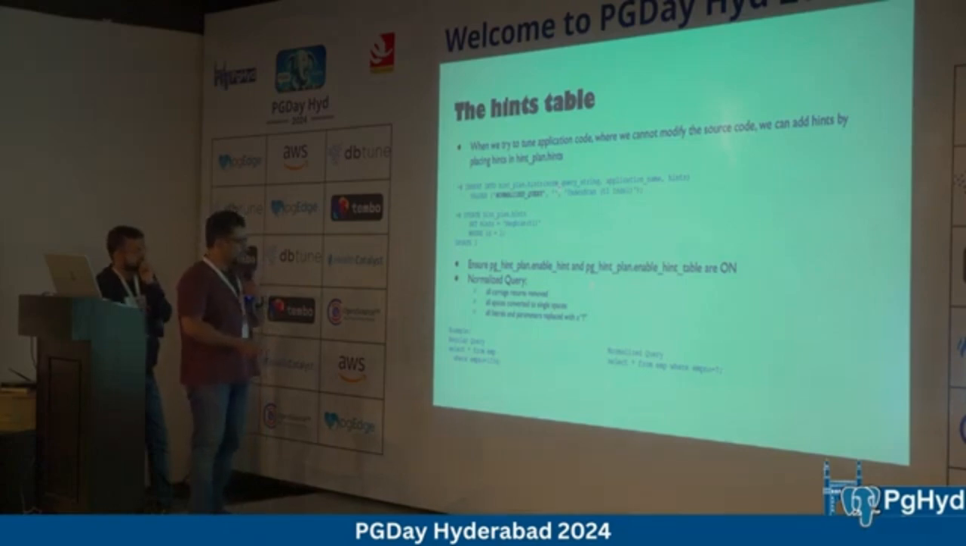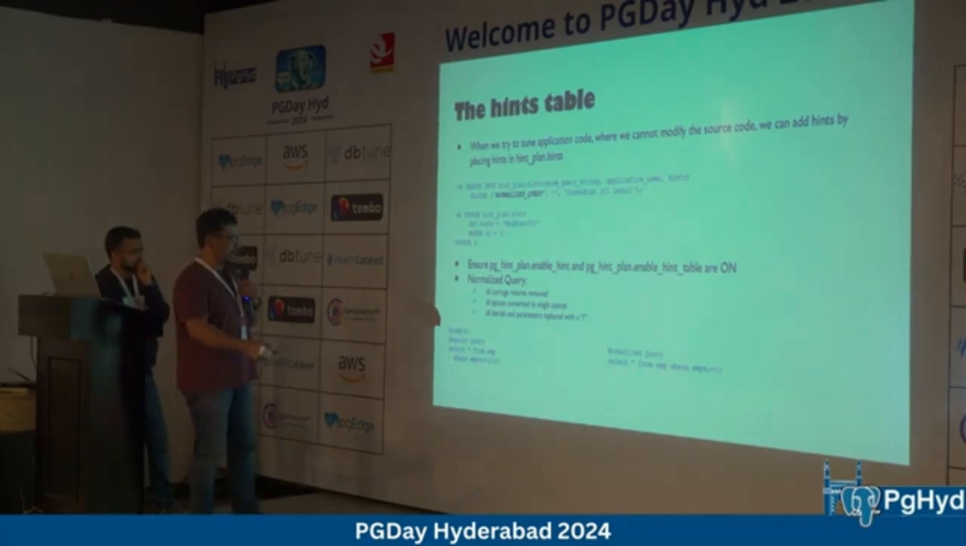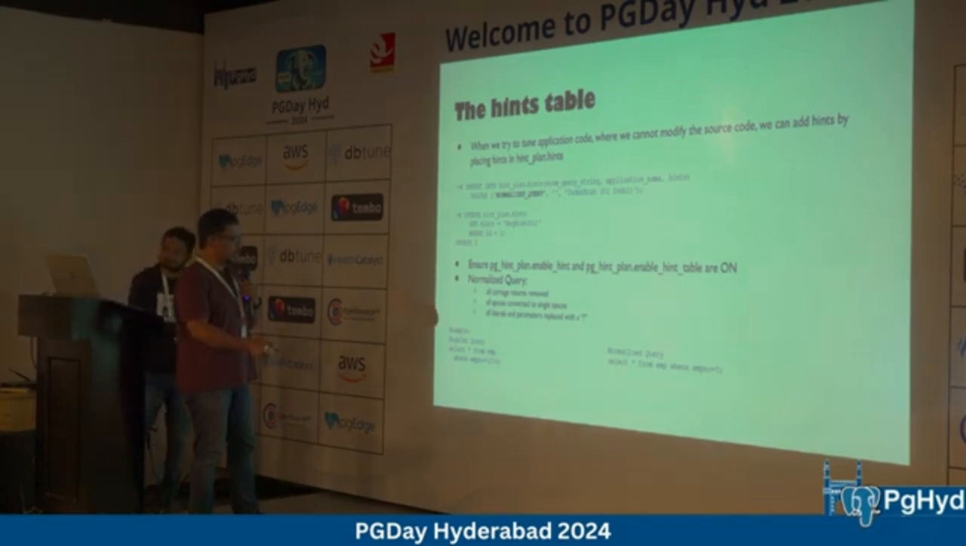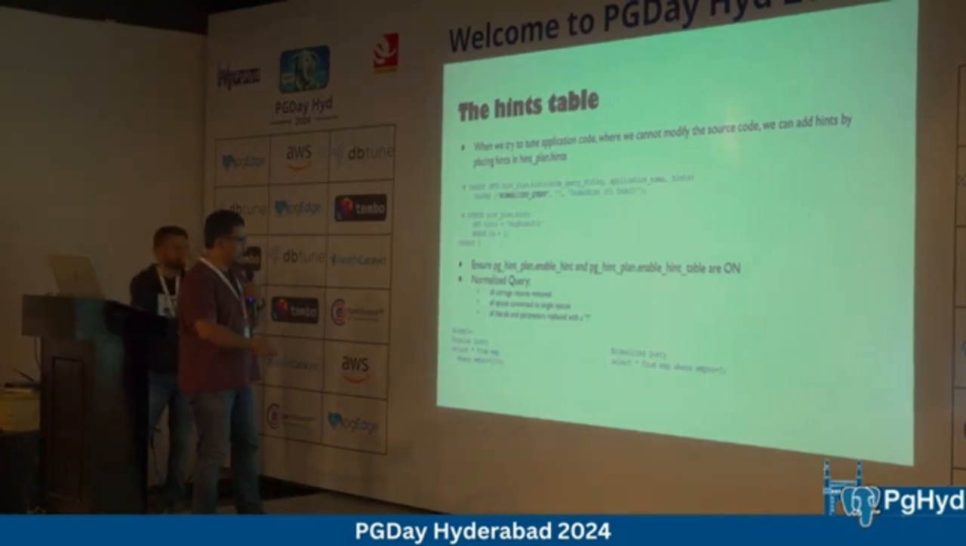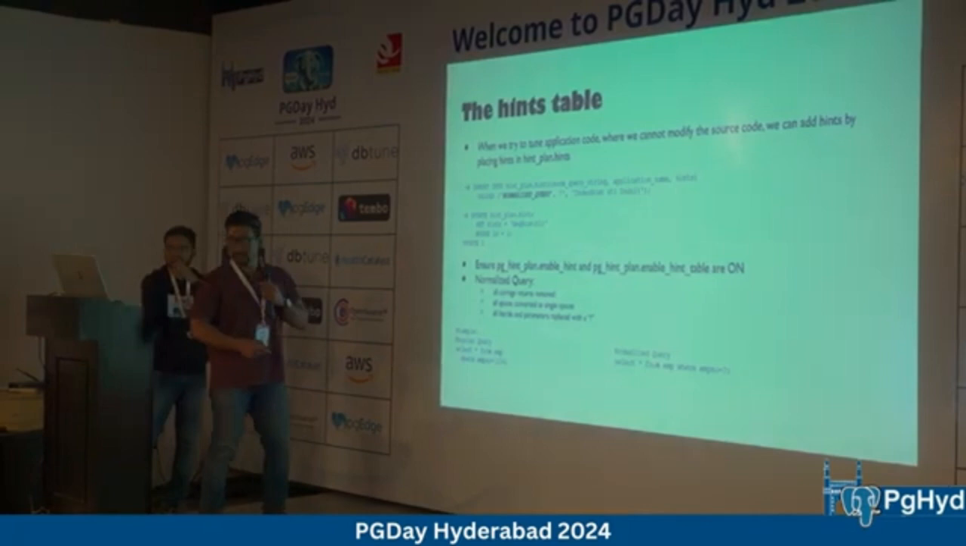This is an example: select star from EMP, and in the next line there's a space over here, where EMP number equal to 1, 2, 3, 4. The normalized query is in a single line: select star from EMP where EMP number equal to question mark. Here I'm replacing the literal with a question mark. It's all in a single line, and the extra white space before the where has been removed.